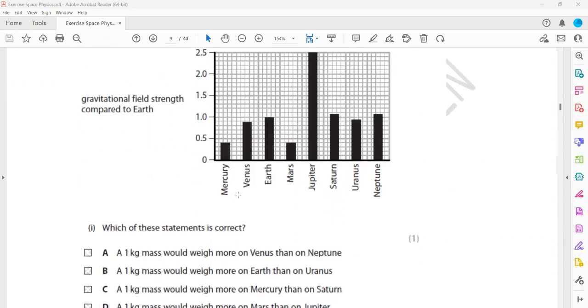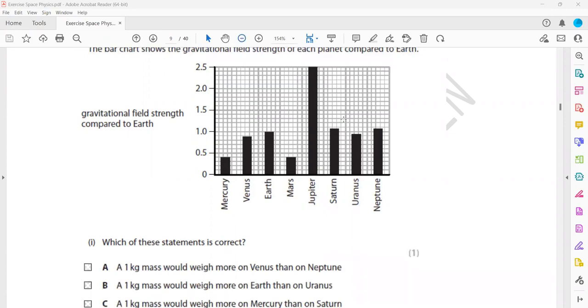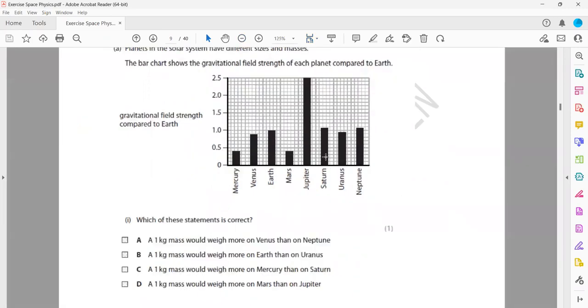Which of these statements is correct? If the planet's gravitational field is stronger, it means the weight will be more. So which statement is correct? You can use the screen annotation to mark which one you think is the right statement. The gravitational field strengths are given. The bar chart is showing the relative gravitational field strength. Which of these statements is correct?